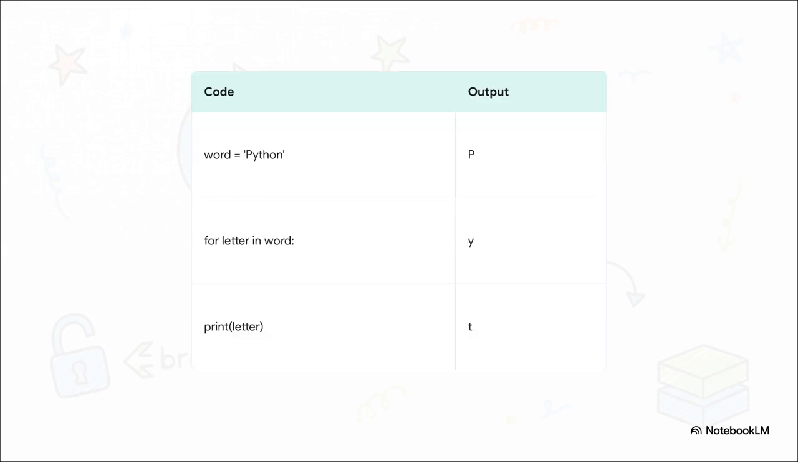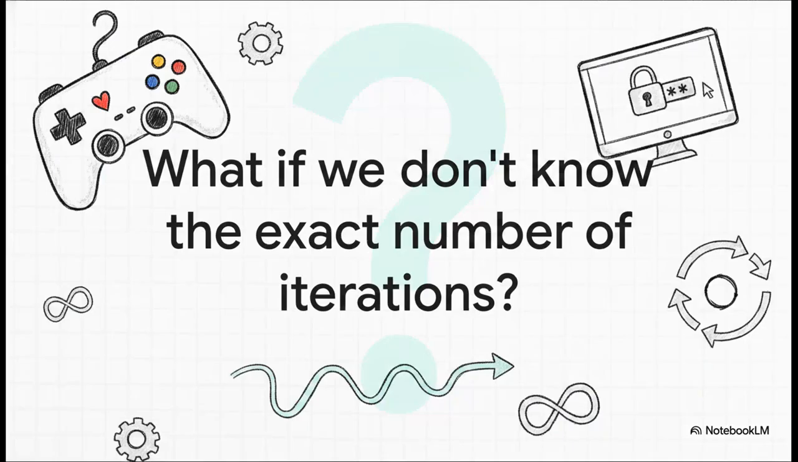Let's see how this builds, because for loops aren't just for counting numbers. They can also step through sequences like text. Look at this code. First line, word equals Python. Next line, for letter in word, colon. And underneath that, print letter. Because we loop through the string, Python grabs one single character at a time, resulting in P, Y, T, H, O, N, all stacked vertically in the output. How cool is that?